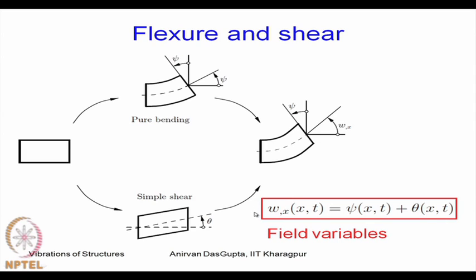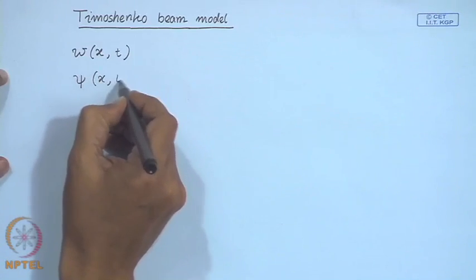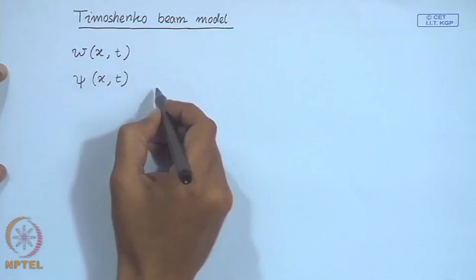So, the net slope of the neutral axis, del w del x, is the sum of the angle because of pure bending and the shear strain. That is the total angle. We are representing the slope of the neutral fiber in terms of this flexure angle and the shear strain. So, we can consider our field variables when we represent the deflection of the beam. We can use any two of them. What we will do is choose w and psi as our field variables. This is the transverse deflection and this is the flexure angle.